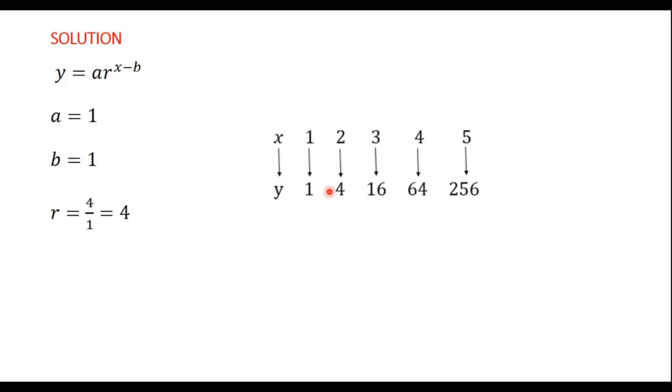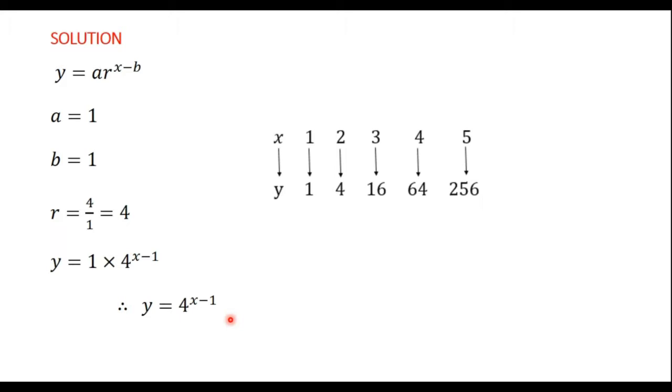So we found A, we found B, we found R. You just substitute them into the equation. So A is 1, so we have 1 times R is 4, so 4 exponent x minus B is 1, so 1. So this is going to give us, remember, 1 times any number is the same number. So 1 times 4 exponent x minus 1 is the same as y is equal to 4 exponent x minus 1. It is that simple.